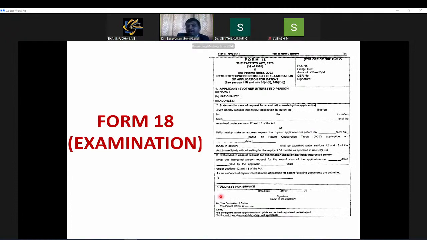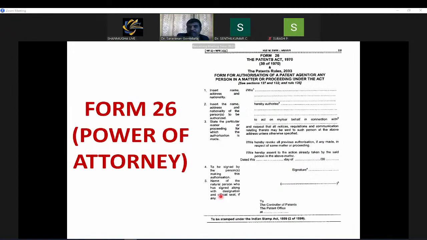And this is Form number 18, which can be used when you are requesting the Patent Controller General to go ahead with your invention. They will check your invention, they will examine it, and they will tell you whether your invention is novel or not. And if you are giving a power of attorney to some people, then you have to use Form number 26.